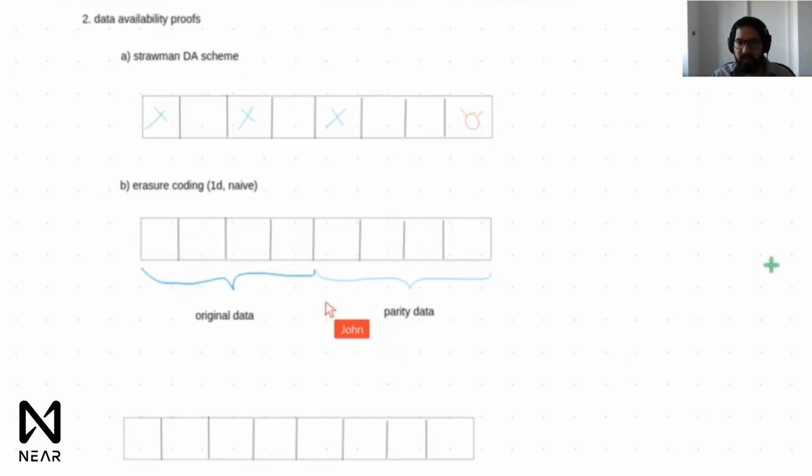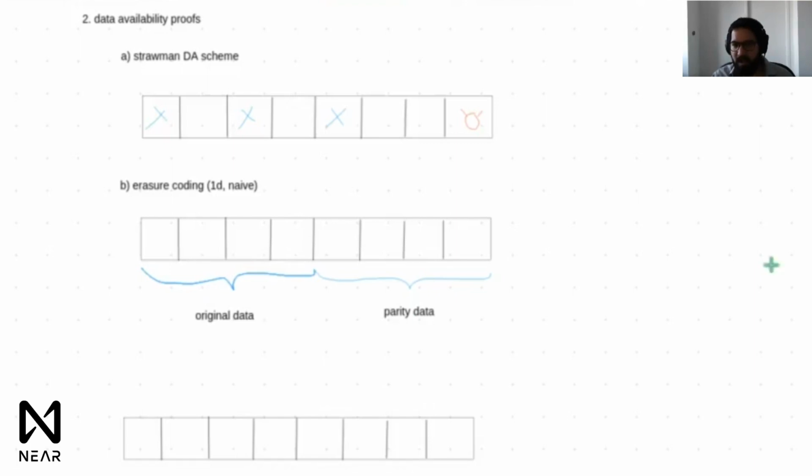Right. So this seems like it kind of solves our problem, because now you no longer have the problem of the strawman scheme up here. The strawman scheme again is that an attacker could just hide one of these chunks, one of these transactions, and the light node would have to specifically request that transaction, right? Otherwise, it wouldn't know that something is being hidden.